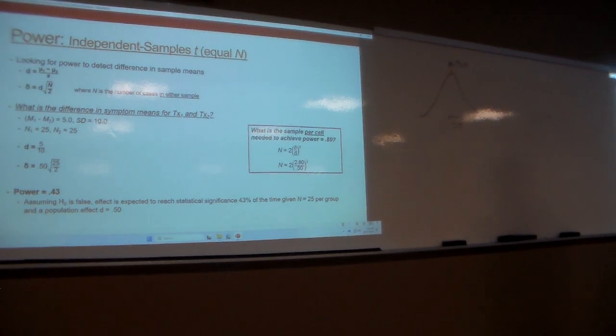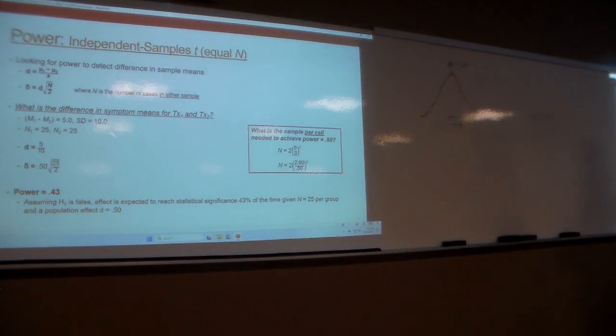Same thing, what is the sample per cell? And again, remember, we're talking about per cell to achieve power of 0.8. We take this, do some math, we get 2 times my non-centrality parameter over D, squared, right? Which is going to translate to, in this example, 2 times 2.80 over 0.5, squared, okay? And again, 2.80, this is like a z-value. It's always going to be the same thing if you're looking at power 0.8, right? Someone give me the sample size that I would need to adequately power this study if my estimate of effect size is accurate here.